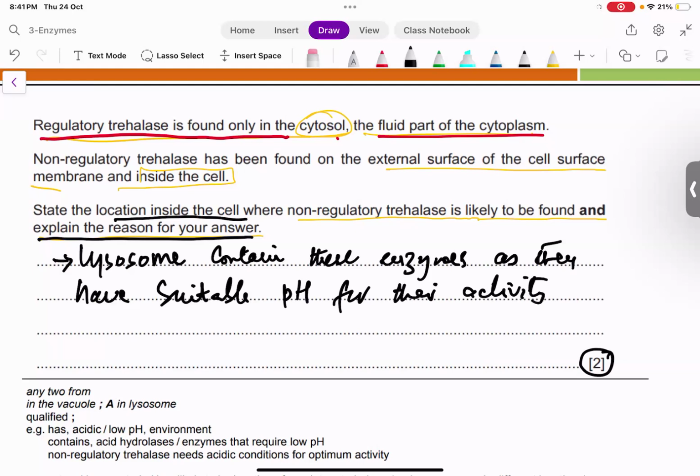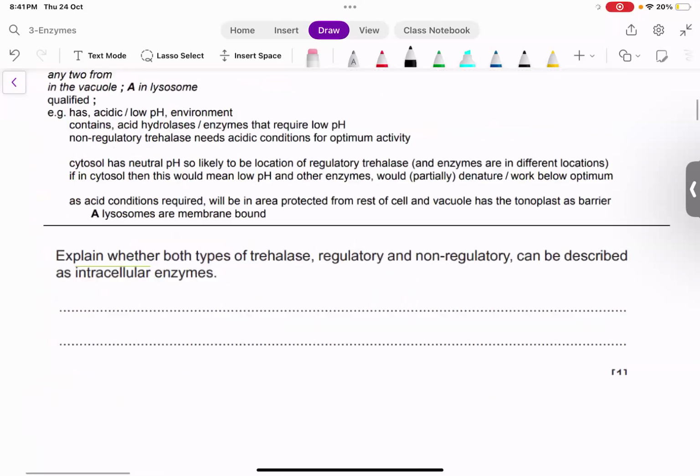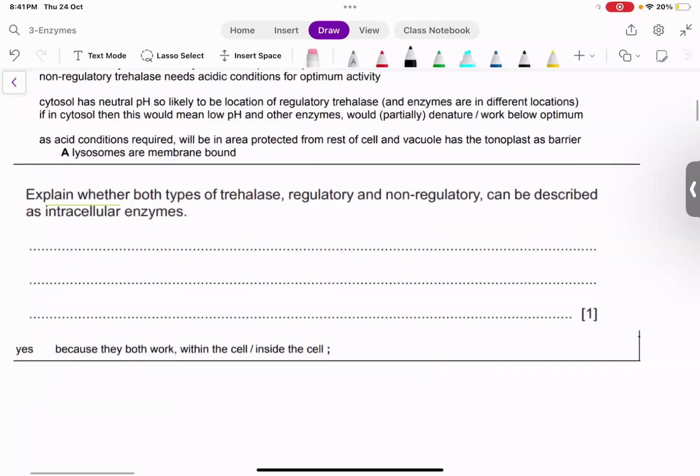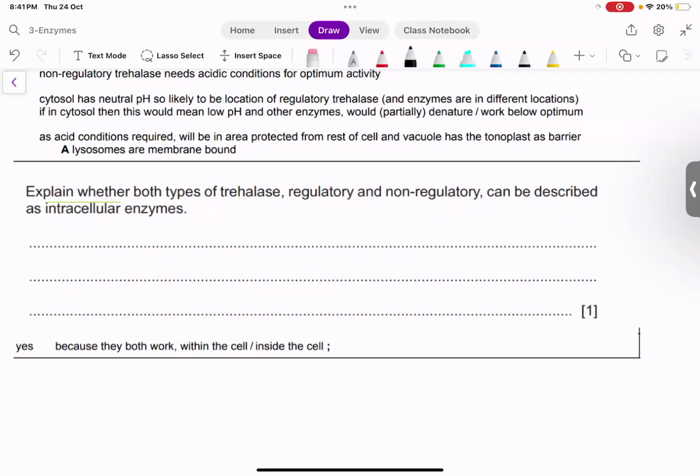Okay, so maybe you can write about the suitable pH, or a specific pH, or you can specify some acidic pH, or some low pH. Yes, and explain whether both types of trehalase, this is an enzyme, regulatory and non-regulatory, can be described as intracellular enzymes.